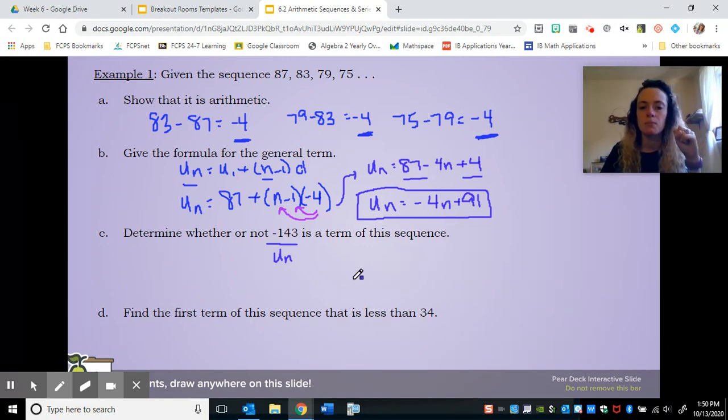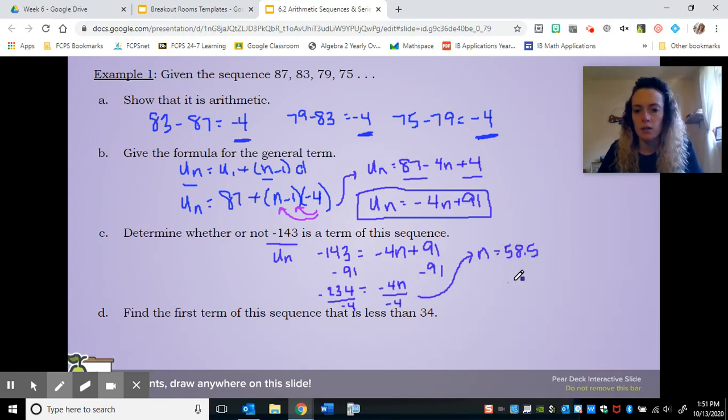We're determining that because if I get a negative number for n, or if I get a decimal or a fraction, that means it's not a term in the sequence. Remember, n has to be positive whole numbers. So that's what we're looking for. I'm going to sub in negative 143 for u sub n, and then I'm going to solve for n.